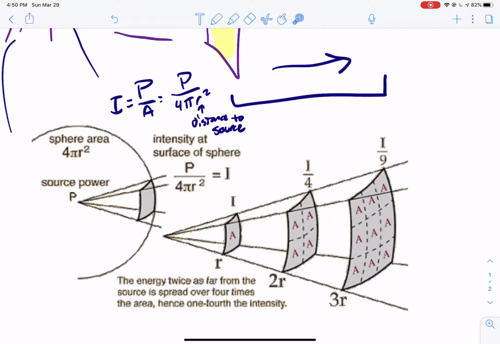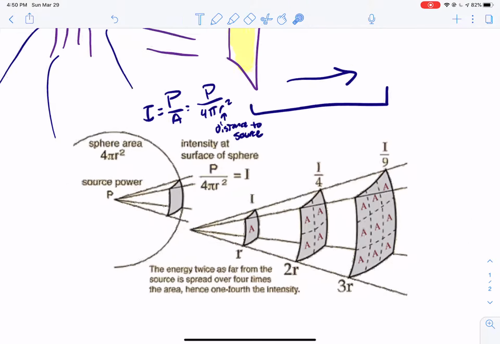So at a position r, you see down here, we have intensity I. At 2r, we have I over 4. At 3r, we have I over 9, because look, that same energy that was filling up our little square down here at I, now has to fill up 4 squares, or 9 squares, or 16 squares, or so on.